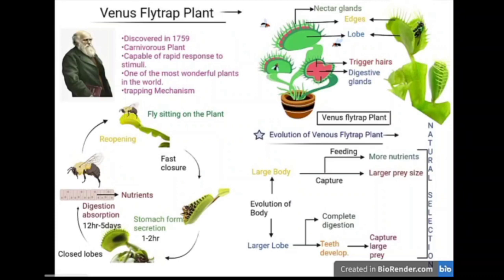All these developments were examined by Darwin. So he called it a wonder of the plant kingdom and beautifully designed for its role in the ecosystem. So the Venus flytrap plant has a main role in natural selection and evolution. So this is all about the Venus flytrap plant and its role in evolution or natural selection.